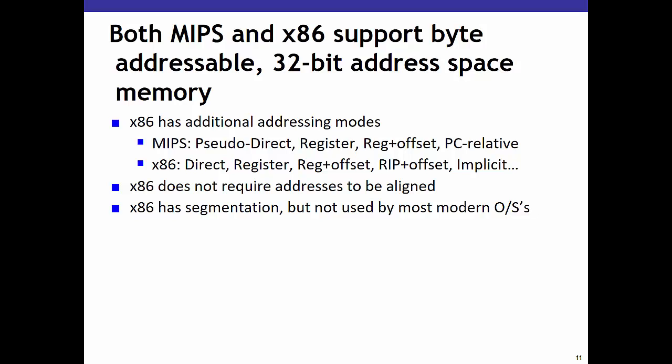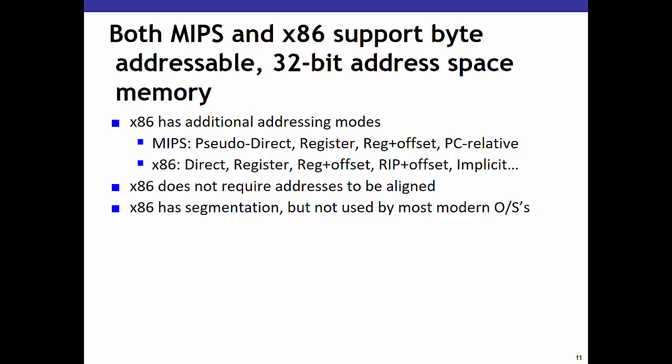In contrast, they do have different ways of accessing memory. So MIPS has the pseudo-direct addressing mode, such as what we see with the jump instruction, register addressing mode, like what we see in jump register, register plus offset, which is what we see in our store word and load word instructions, and PC-relative, which is what we see in our branch instructions.